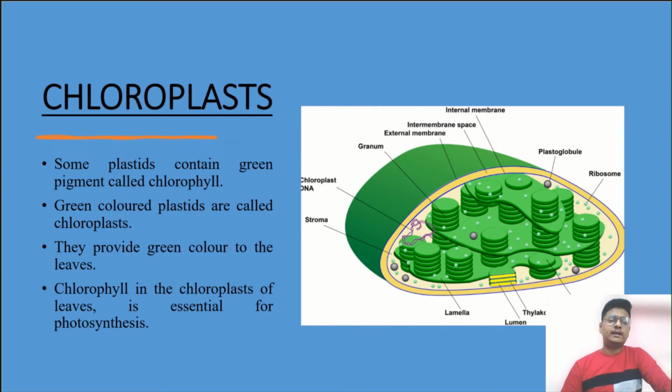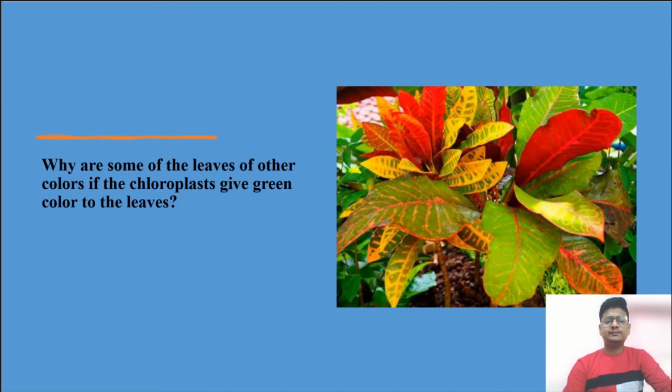Now, chloroplast. Okay, what is chloroplast? Some plastids contain green pigment called chlorophyll. Green colored plastids are called chloroplast. They provide green color to the leaves. Chlorophyll in the chloroplast of the leaf is essential for photosynthesis. So is everyone clear till now? We will be moving further.